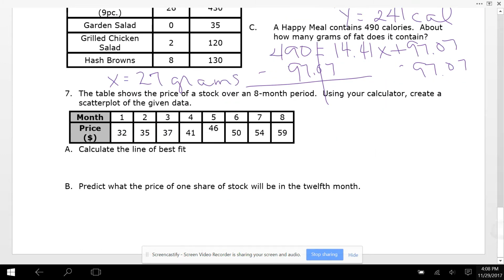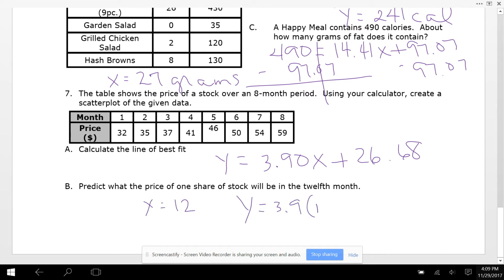Yuck. All right, number 7 we put in, and I got y equals 3.90x plus 26.68. And at one share at 12, so x equals 12, which means y equals 3.9 times 12 plus 26.68. Y equals $73.48.